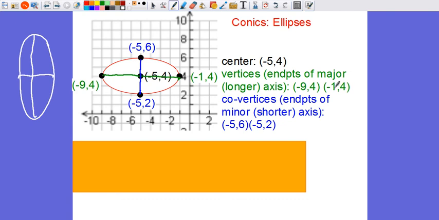So it's this. It's the green, just like it's the green here. Your co-vertices are the endpoints of your minor axis, which are in blue.